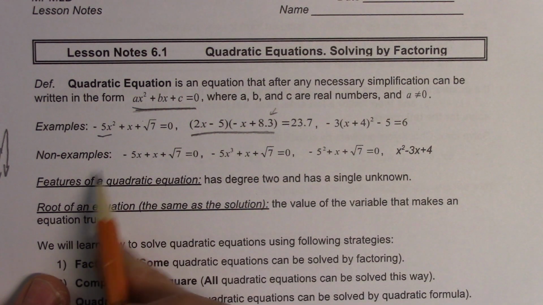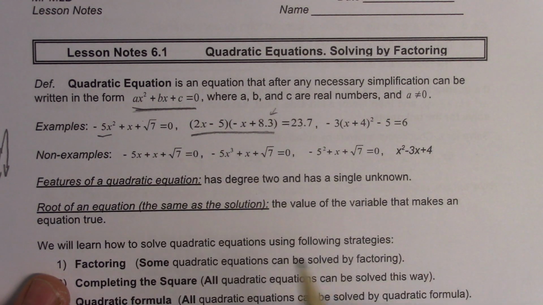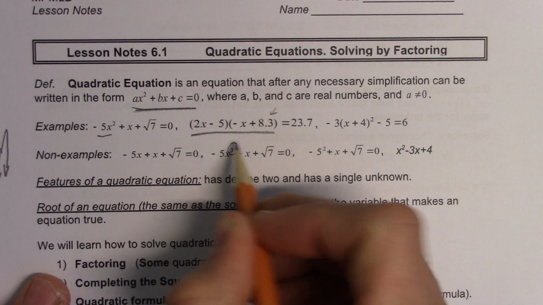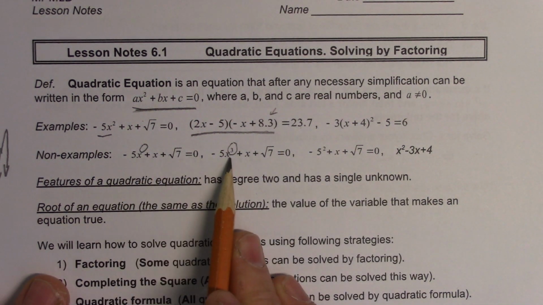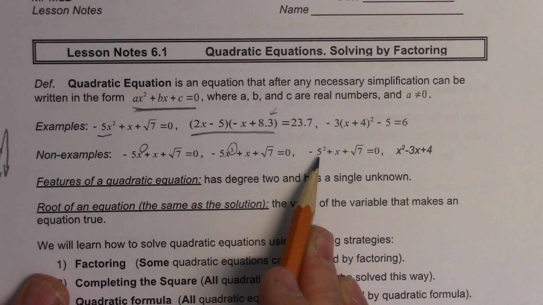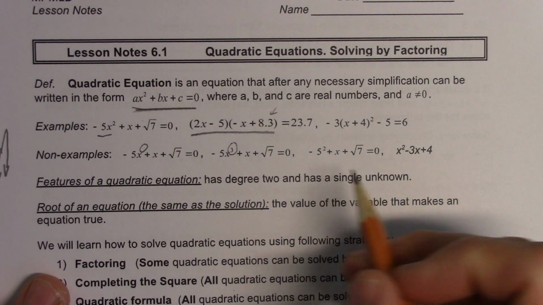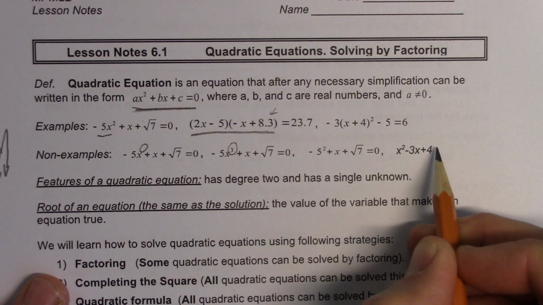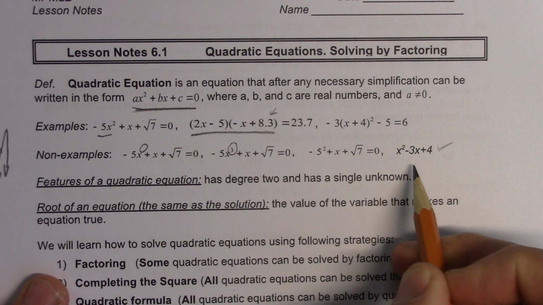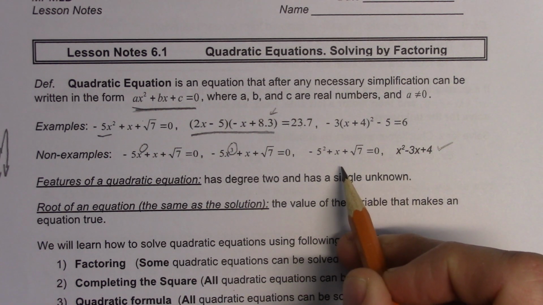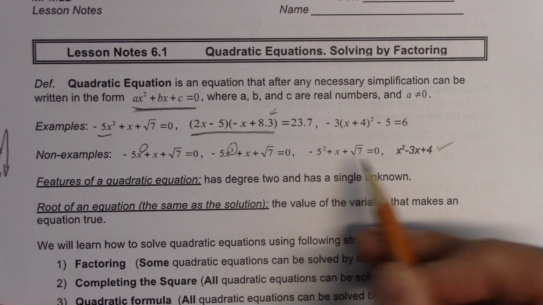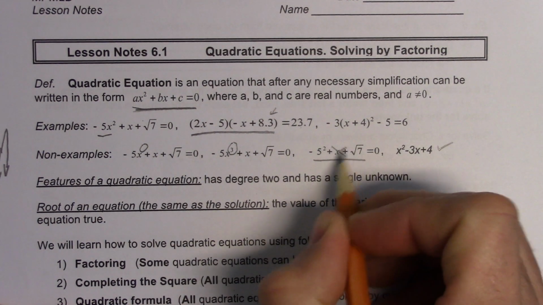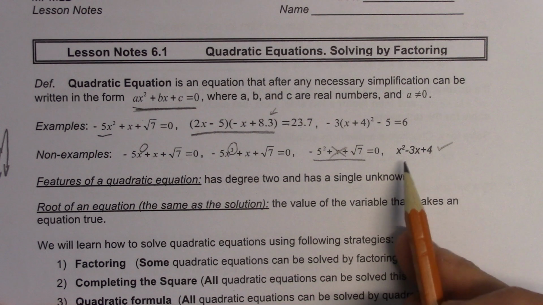We then, non-examples would be these values because our degree is not 2. In this case, it's 1. In this case, it's 3. And in this case, x squared minus 3x plus 4 and negative 5 squared plus x plus 3 works. This is just a straight line, so this does not work. Okay, this one would work.